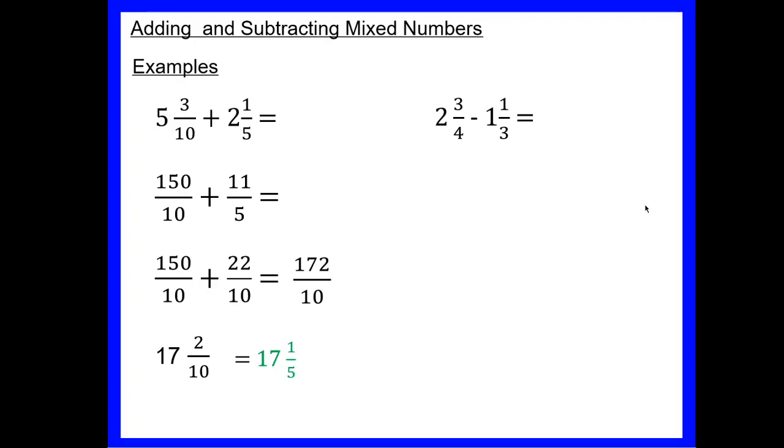Our second example then. Again, our first step, change to an improper fraction. 2 times 4 is 8, plus 3 is 11. So that gives me 11/4. 1 times 3 is 3, plus 1 is 4. So that gives me 4/3. So make sure you do them separately.